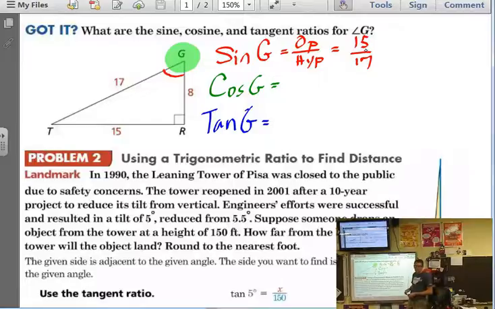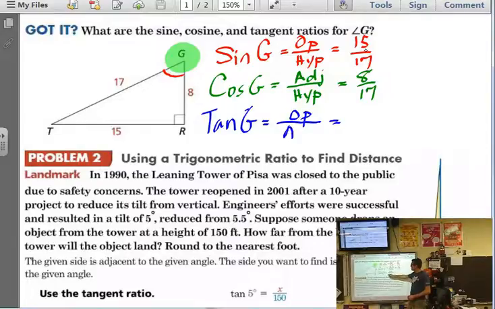Ethan, what about cosine? What ratio should that be? 8 over 17. So that came out of CAH, which is adjacent over hypotenuse. And tangent, Caleb. You want to do the opposite over the adjacent. So that would be 8 over... Wait, sorry, opposite. Sorry, 15 over 8.